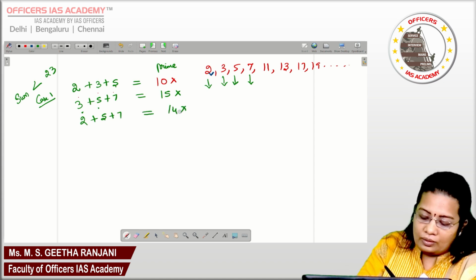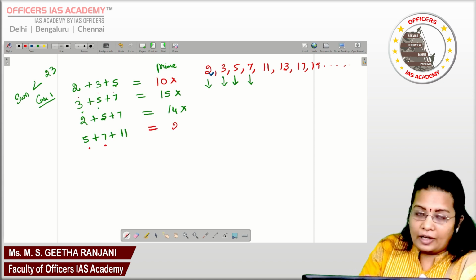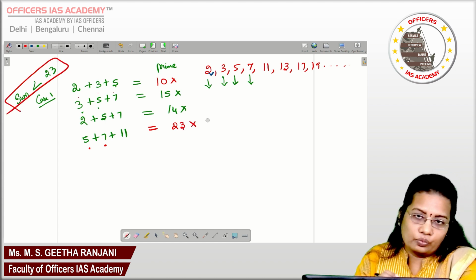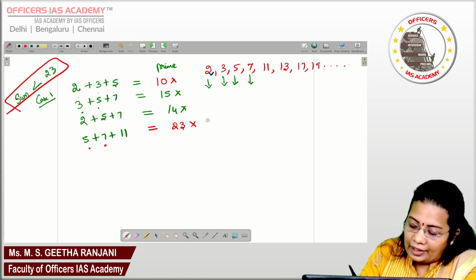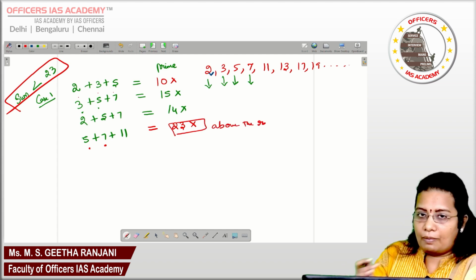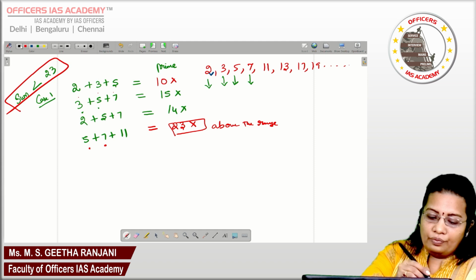Next we can move on. 5, 7, 11. What is 5 plus 7? 12. 12 plus 11 is 23. It should be less than 23, so you should not take this one. It is above the range. The other sets we eliminated because they are not prime. Here it is above the range, so we have eliminated it.